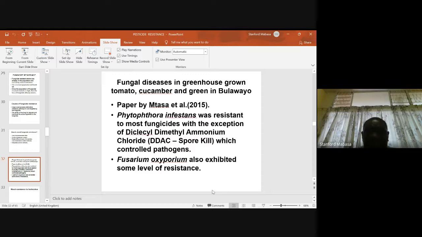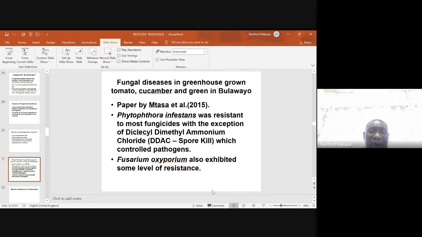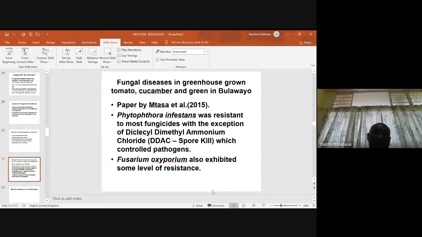But there's an experiment which was done under glasshouse using fungal diseases in blue whale reported by Mtasa. It was reported that Phytophthora infestans became resistant to most of the fungicides, with the exception of only one, a DDAC, which controlled the pathogens. Otherwise, some of the fungicides could not kill this disease.